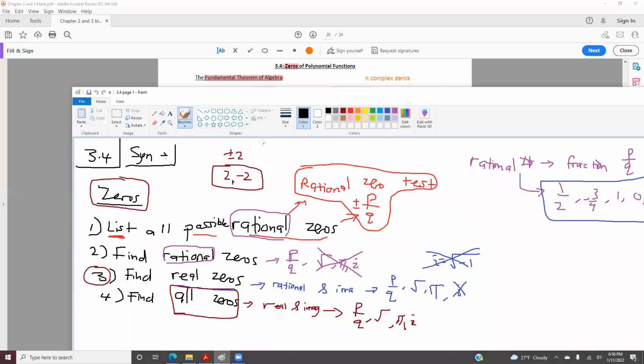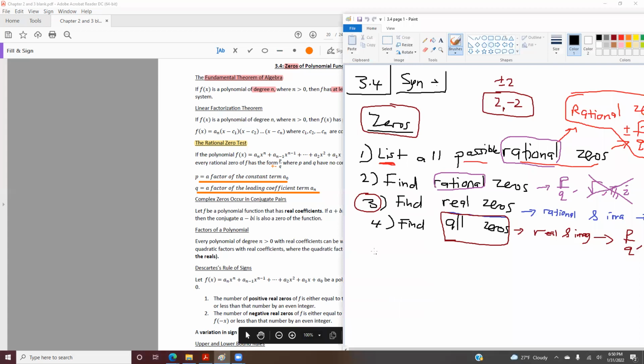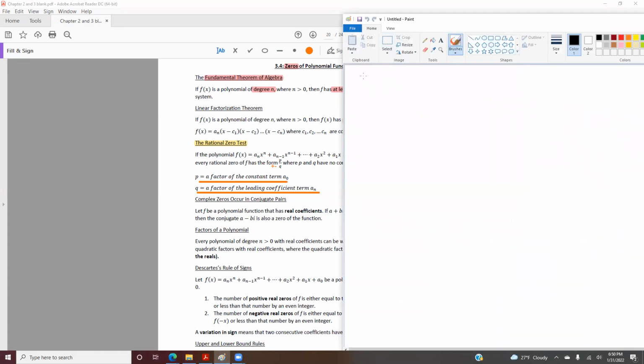So this is called the rational zero theorem. Very important. So I will show it to you here. The rational zero theorem is where you do P over Q, plus and minus, where P in this case is the factor of the constant term, A0. I just say constant so you guys know. Constant means the term has no x on it.